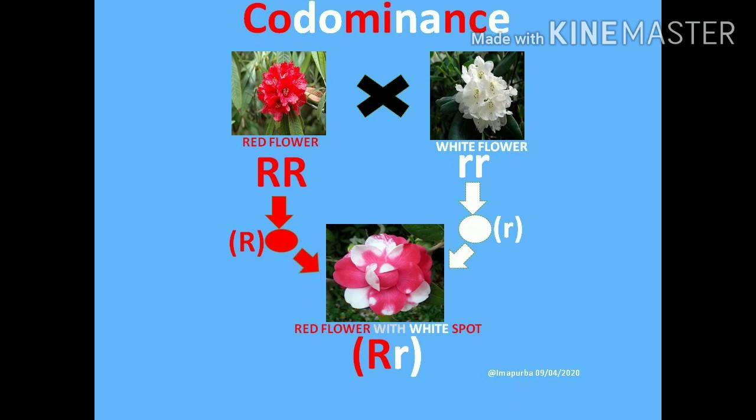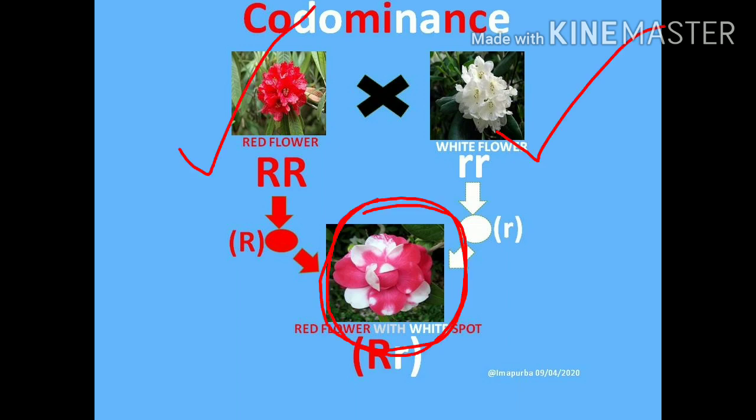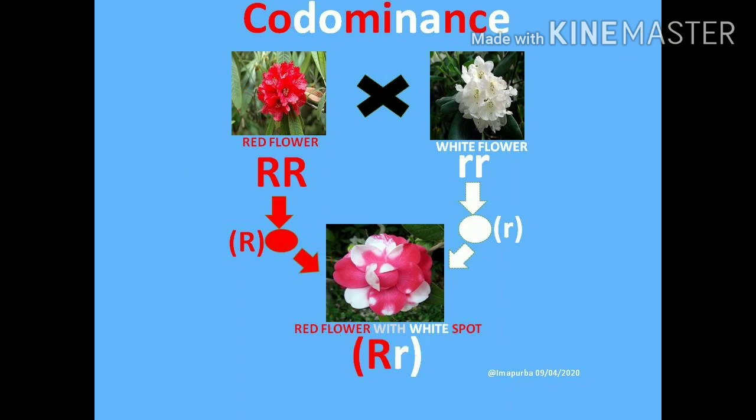I hope that all of you can now differentiate codominance from intermediate incomplete dominance, because in codominance there is a combination of both parent phenotypes present in the F1 hybrid, but in incomplete dominance a new intermediate phenotype arises, which is not going to be similar to either parent. But in codominance it is going to be similar to both parents. Here you can see clearly that both red and white colors are present in the F1 hybrid.